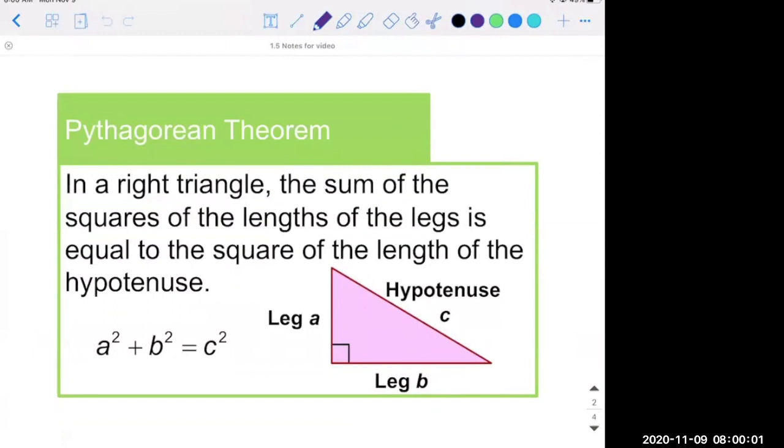Anytime we have a right triangle, we have a side called a hypotenuse, which is across from the right angle. And then we have two legs, A and B. So in our equation, a squared plus b squared equals c squared, A and B are always your legs, and C is always the hypotenuse.